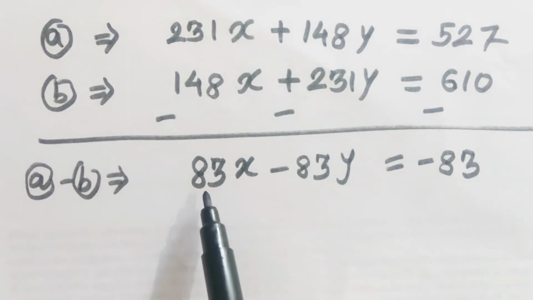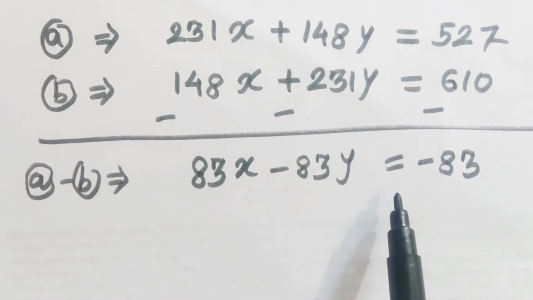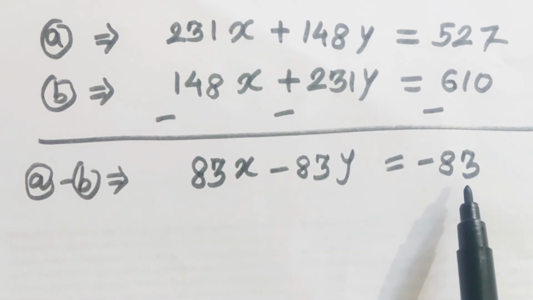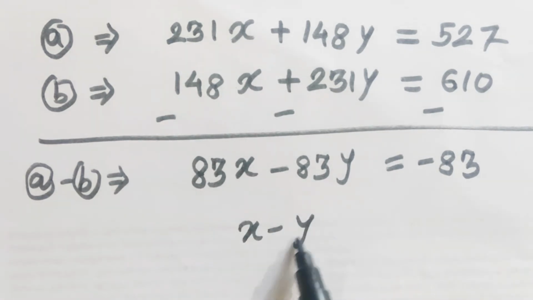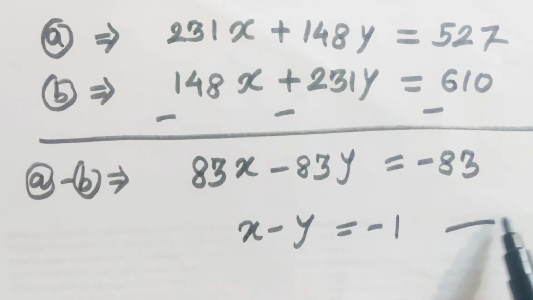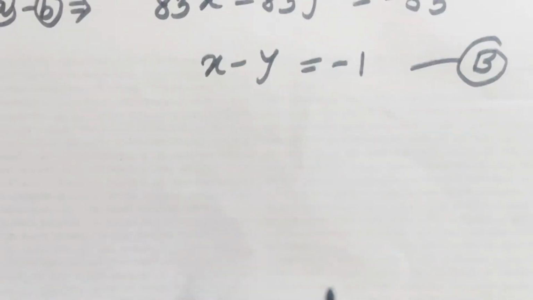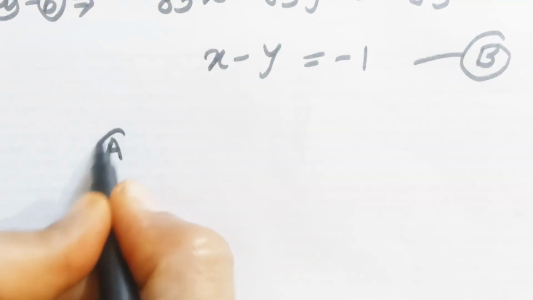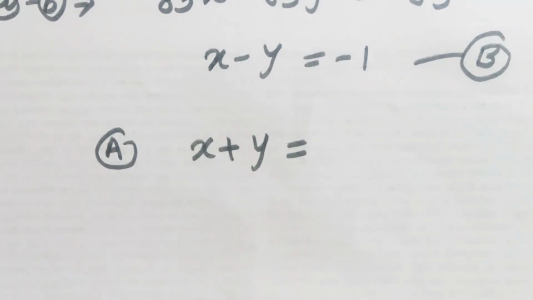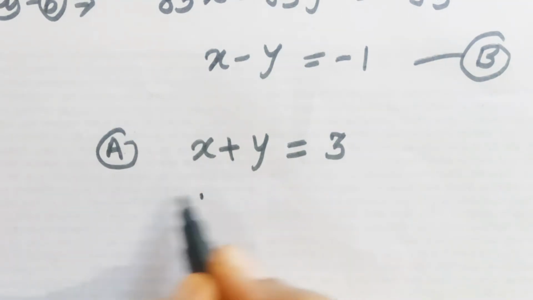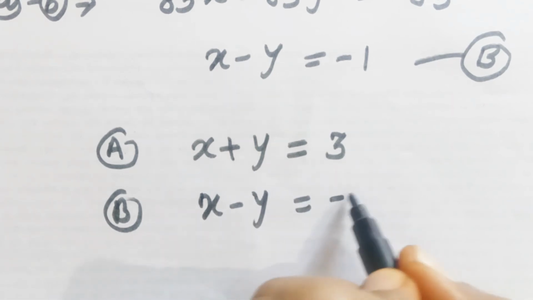Now here 83 is similar, so take 83 common on the left hand side and divide by 83. So the right hand side also contains 83, so throughout 83 gets cancelled, then the remaining is x minus y is equal to minus 1. This is a new equation, equation number B. So therefore equation capital A is x plus y is equal to 3, and equation capital B is x minus y equals minus 1.